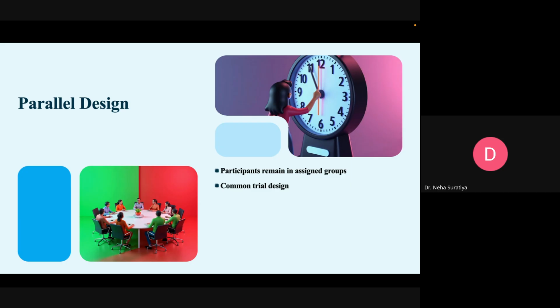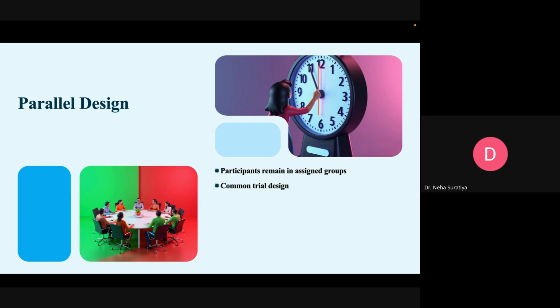For example, if we consider the COVID-19 vaccine phase 3 trials, most of them use a parallel group design. Participants receive either the vaccine or the placebo, and remain in that group throughout the study. Okay, so when you are reading a drug efficacy trial, the majority of the studies you encounter will use a parallel design because it is very practical, reliable, and regulatory friendly.